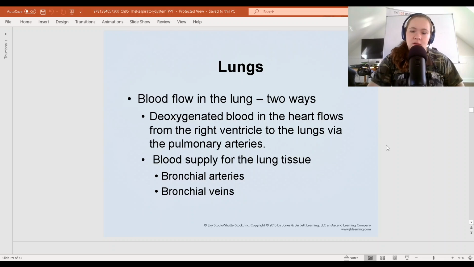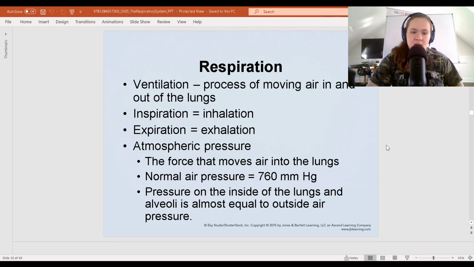Blood flow in the lung, there are two ways. We've got the deoxygenated blood, and that deoxygenated blood flows from the right ventricle of the heart to the lungs via the pulmonary arteries. And the blood supply for the lung tissue is the bronchial arteries and the veins.